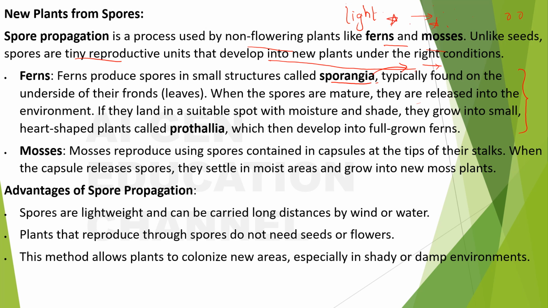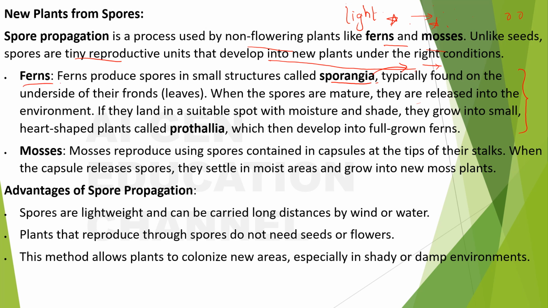Ferns produce spores in small structures called sporangia, typically found on the underside of their leaves. When the spores are mature, they are released into the environment. If they land in a suitable spot with moisture and shade, they grow into small hat-shaped plants called prothalia, which then develop into full-grown ferns. So this is about the ferns.